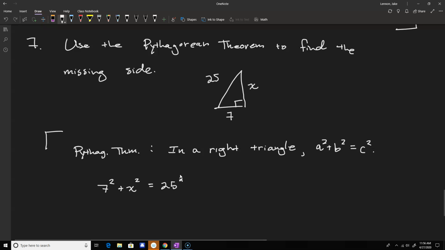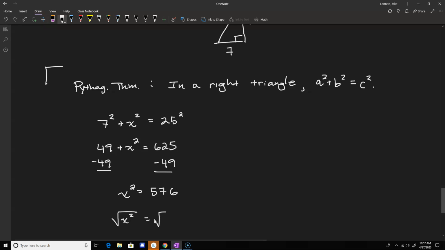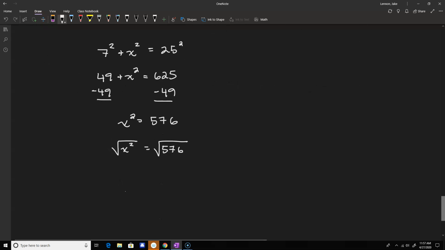So then we solve this equation for x. So go ahead and square those numbers. So 49 plus x squared is 625. And then I can subtract 49 from both sides. So I end up with x squared is equal to 576. And then to find x, you can just take the square root of both sides. So the square root of x squared would equal the square root of 576. So if you check that in your calculator, x will come out to 24. And that is the length of the missing side in this problem.